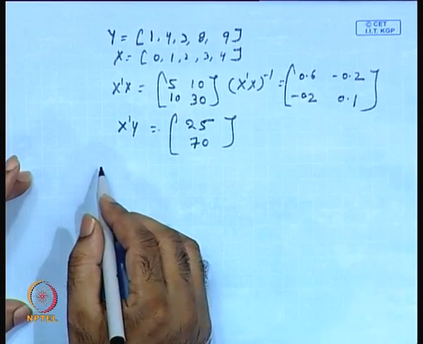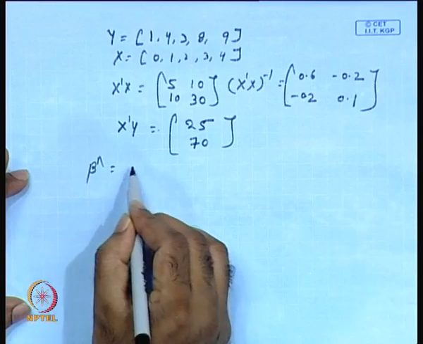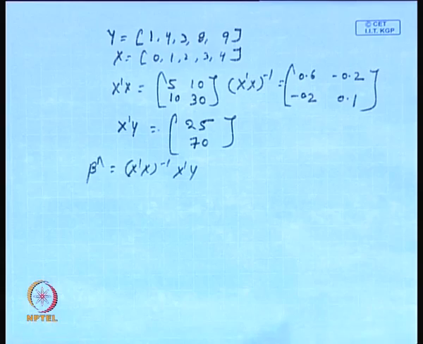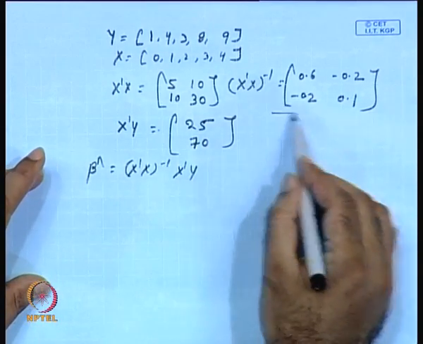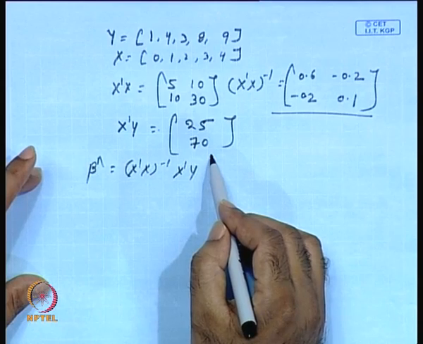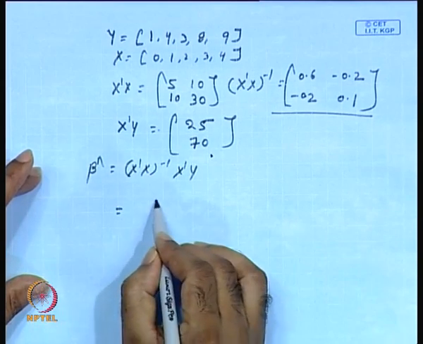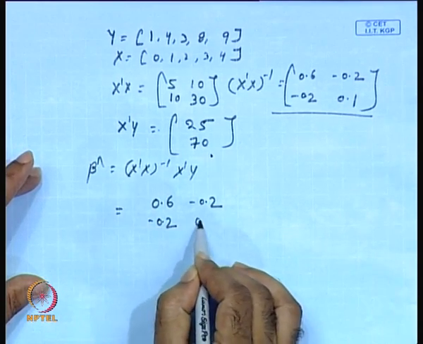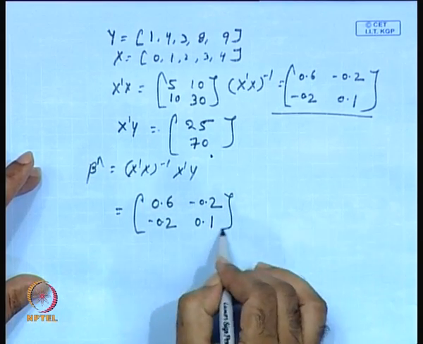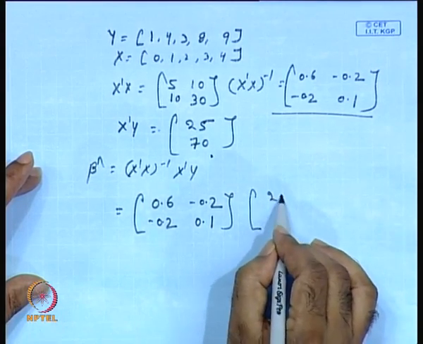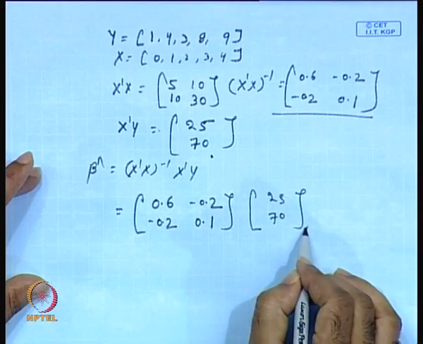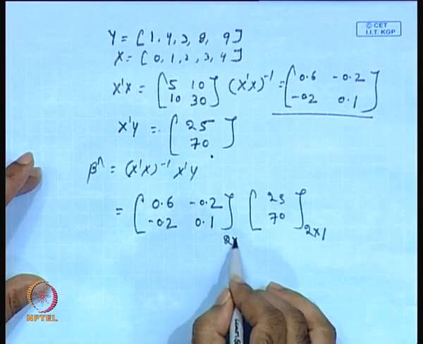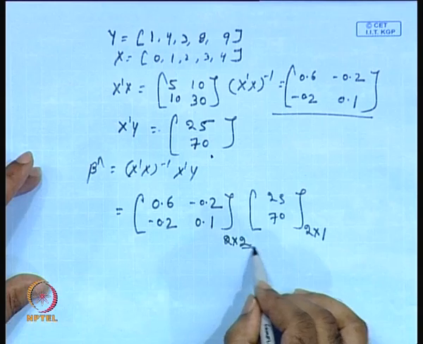Now we need to know what beta hat is. Beta hat equals (X transpose X) inverse into X transpose Y. So (X transpose X) inverse is here, and X transpose Y is here. That means one matrix is [0.6, minus 0.2; minus 0.2, 0.1], and another matrix is [25, 70]. This one is of order 2 by 1 and this is of order 2 by 2, so obviously the orders are reversed and this will be crossed out.